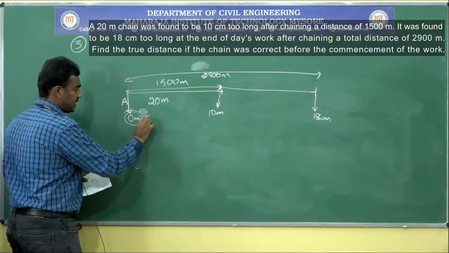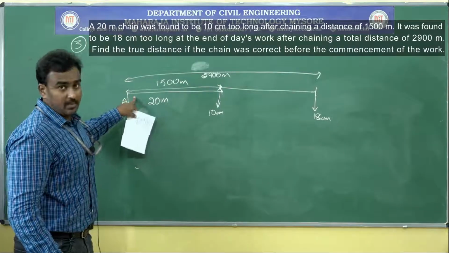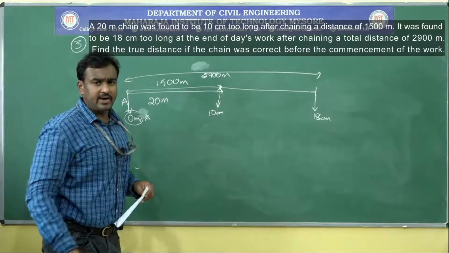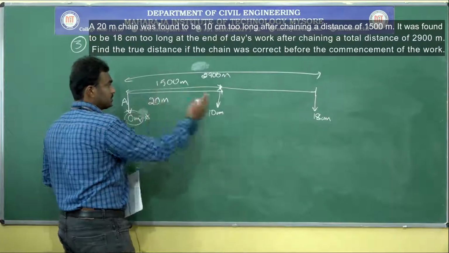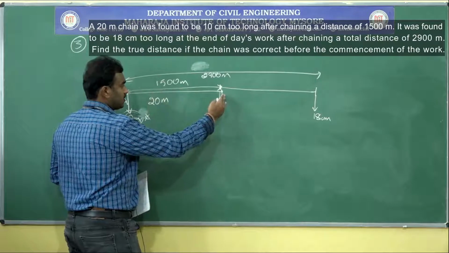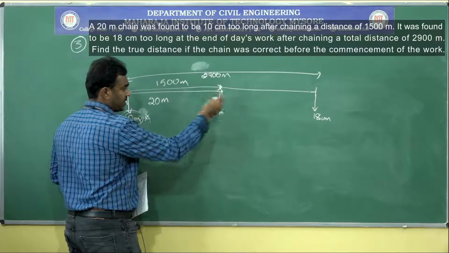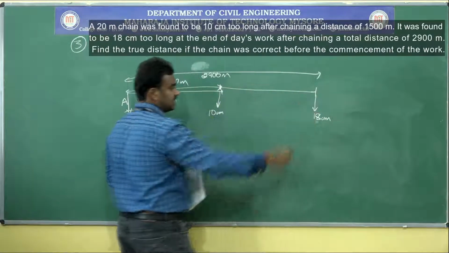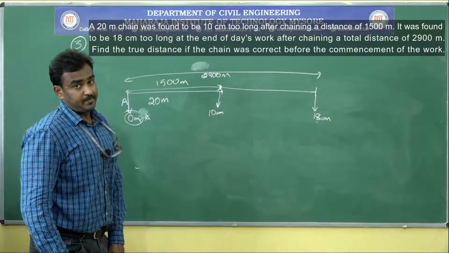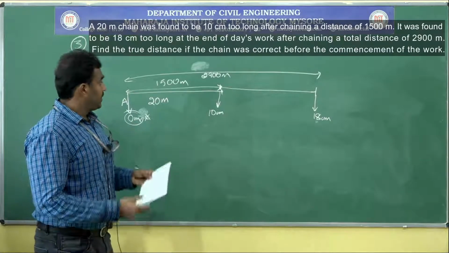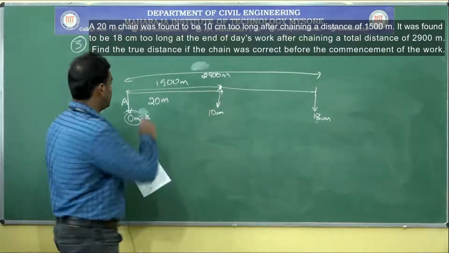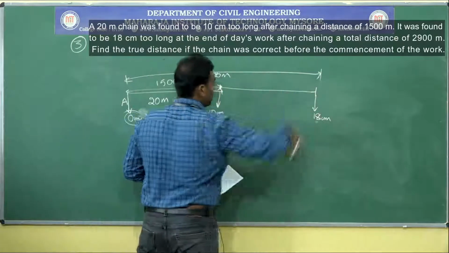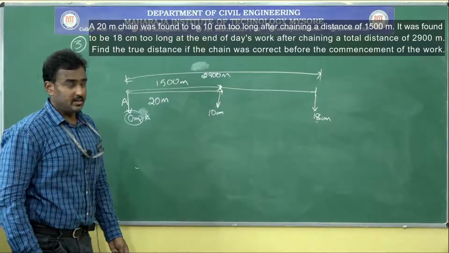There is no error at the starting point. That means it is varying, it might be due to any factors, but it is varying. In the first measurement up to 1500 meters, it is found after completing the work that the chain is 10 centimeters too long. At the day's end, it is found 18 centimeters too long. So in such cases, we need to find out the true distance of this length.